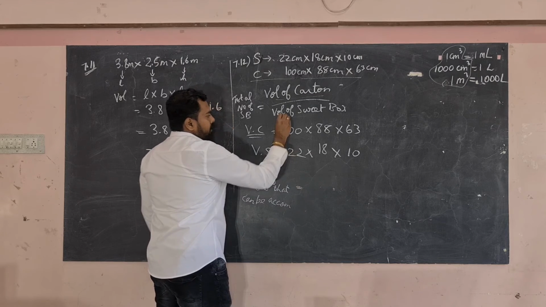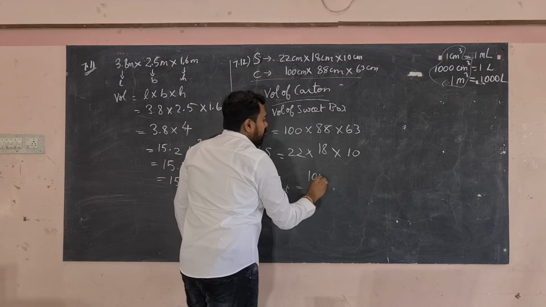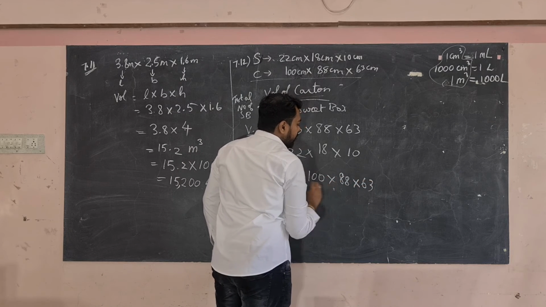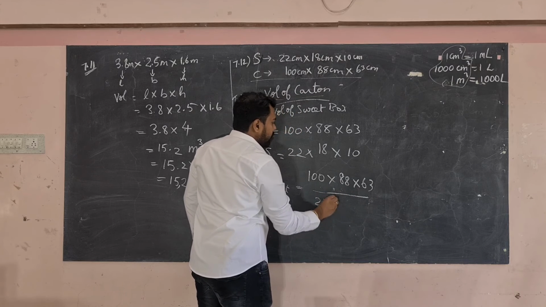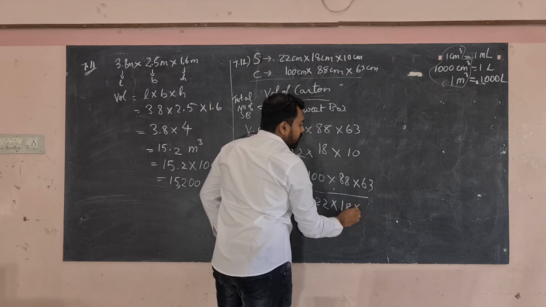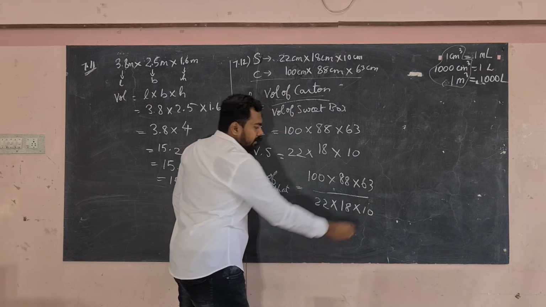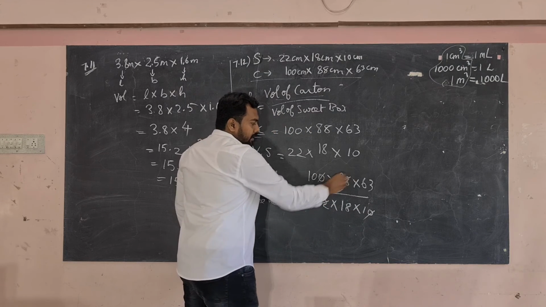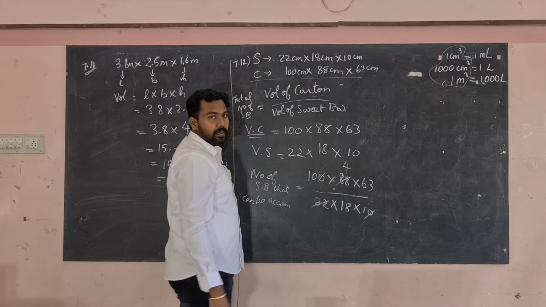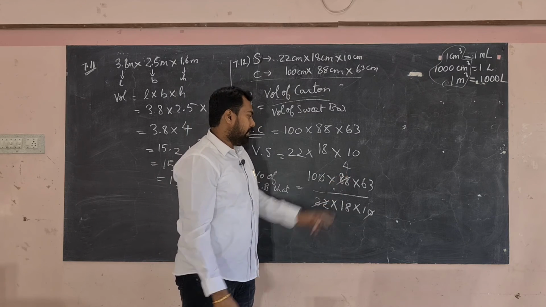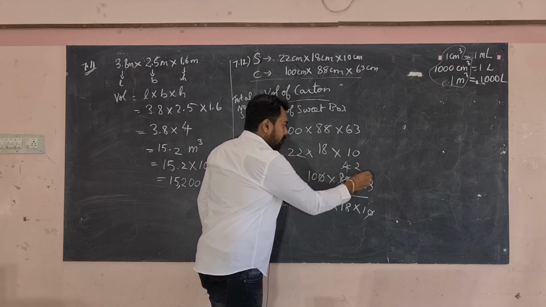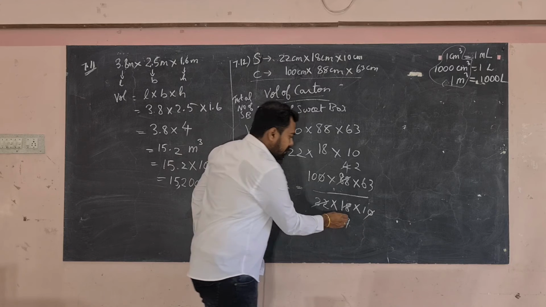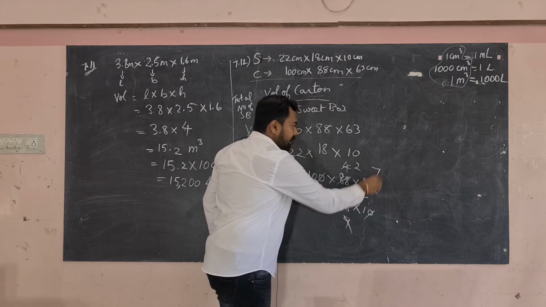Okay. So we have to divide 100 into 88 into 63 divided by 22 into 18 into 10. Okay. See here, this 0 will get cancelled. 22, 88 4 times. This 4 2 times, this will become 9 times. Okay. This 9, this 63 7 times.